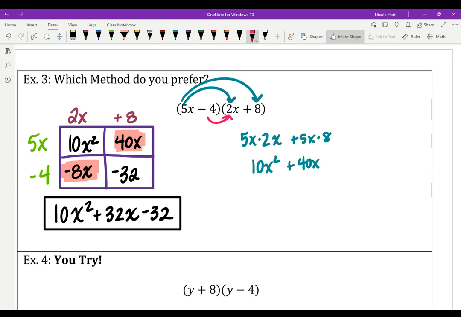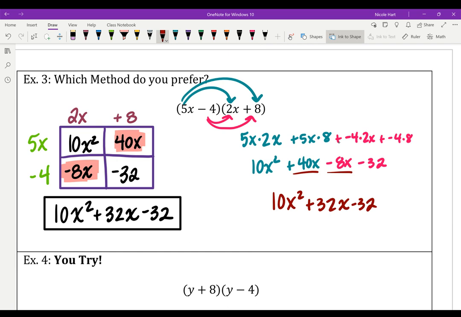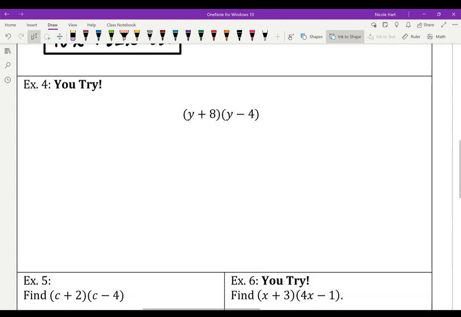And then we have negative 4 times 2x. Negative 4 times 2 is negative 8x. And then negative 4 times 8 gives us negative 32. Again, combining like terms, we have 40x and then negative 8x. So we have 10x squared plus 32x minus 32. So again, same answer, just a different method on how to do it. So I want you to go through and do example 4, and then we will talk about example 5 and 6.